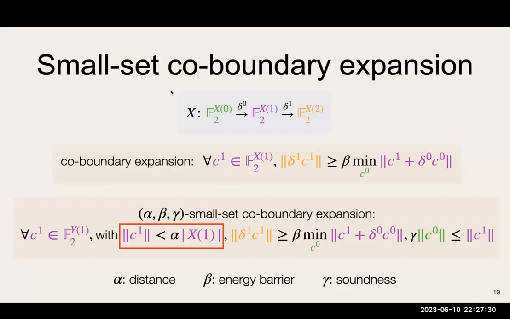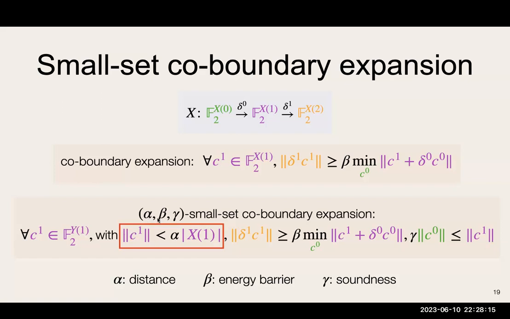And it's a good time to digress a little bit and talk about small set co-boundary expansion. So here is the definition for co-boundary expansion. And for small set co-boundary expansion, we basically include this additional property that instead of saying that all vectors C1 have to expand, we only require C1 with low weight to expand. So if it has weight less than alpha times x1, then it has to expand. Here we include another parameter gamma just for completeness.